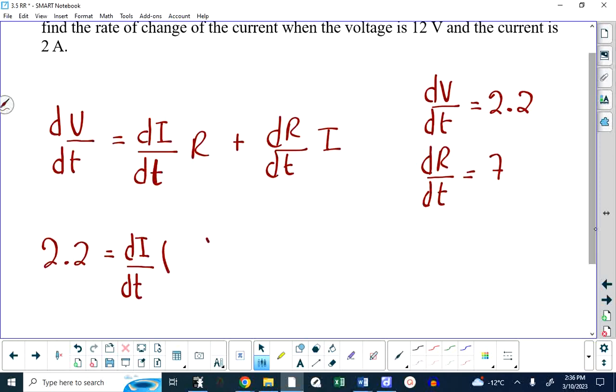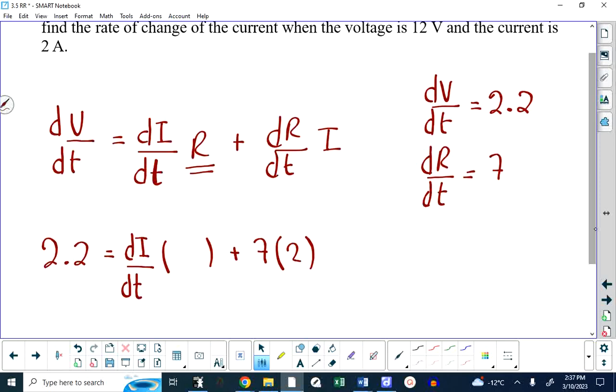Ooh, I don't know. Do we know the resistance? We don't know the resistance. We'll come back to that. Plus dR/dt, well, that's 7, and times the current, which is 2. Man, we're missing the resistance.